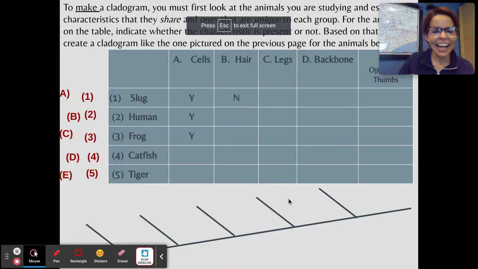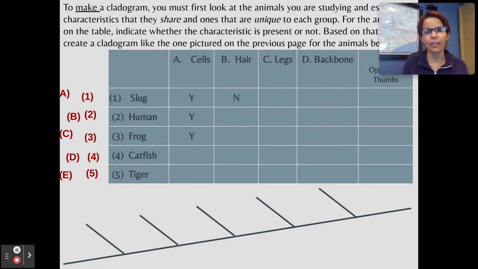Okay, so the one that has the fewest yeses is going to be the one that shows up first. So you're going to put slug right here. You could write the word slug if you want. And the only thing that it does have is cells. So down here on the long diagonal line, you're going to write cells right there. You could write the letter A if you want. That's fine also. The next one is the one that has only 2 yeses, and that would be the catfish. The catfish has cells and a backbone, but it doesn't have anything else. And so the new innovation that got added is the backbone. It goes right there.